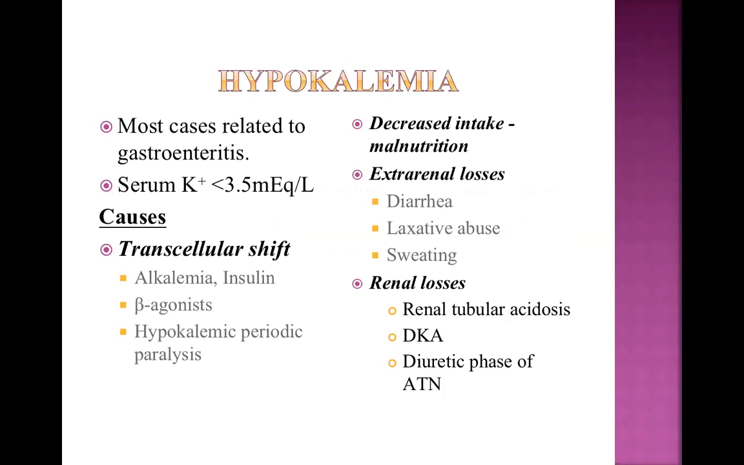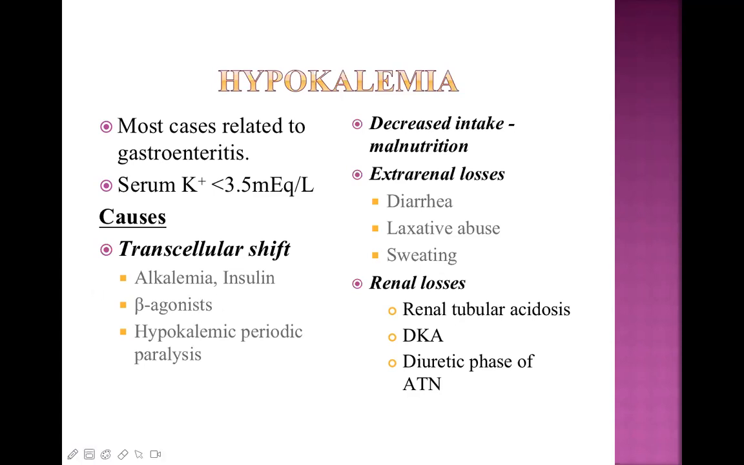After dealing with all the important aspects of hyperkalemia, let's talk about hypokalemia now. Let's start with the definition. Hypokalemia is defined as serum potassium less than 3.5 milliequivalent per liter. The normal range of serum potassium is 3.5 to 5.5 millimole or milliequivalent per liter. So less than 3.5 is called hypokalemia. Most of the cases are caused by gastroenteritis in the pediatric age group, or diarrhea and vomiting.